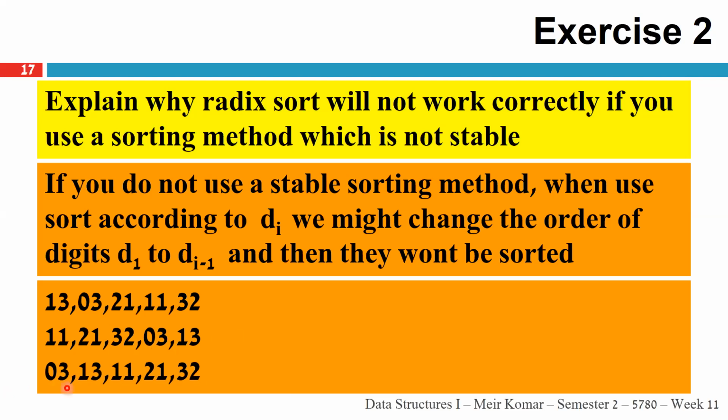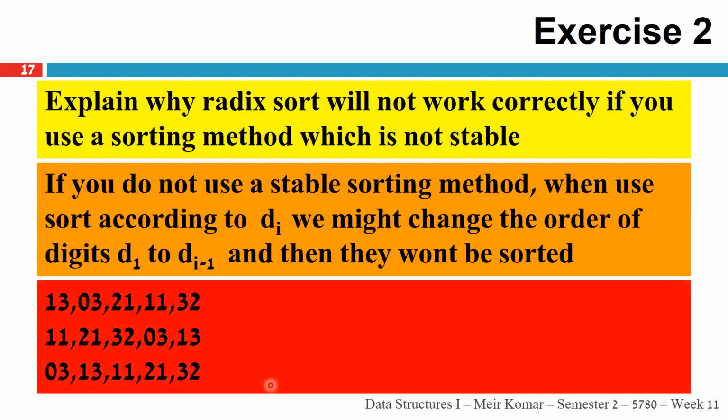But if I look at the numbers now, what do you see? You see that 13 became before the 11 because the sort that I used to sort the digit wasn't stable. Therefore, the 13 was able to jump ahead of the 11. Maybe yes, maybe no, but it can happen. And that's what can happen here. It's not good for us because we didn't use a stable sort. I promised you an example. Here it is.